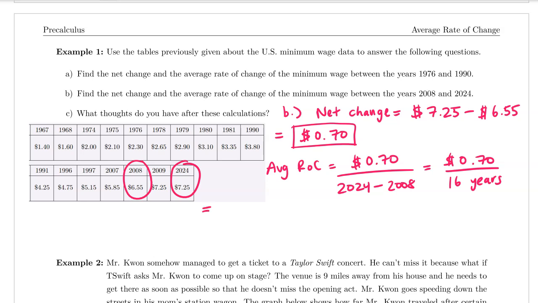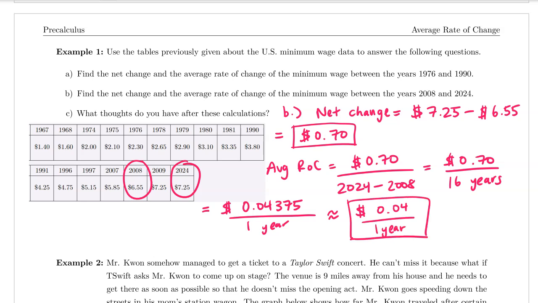So throwing that into my calculator, I get that it is 0.04375, but because we're talking about money per year, let's round it to the nearest cent. So this is 0.04 per year. So this represents my average rate of change.